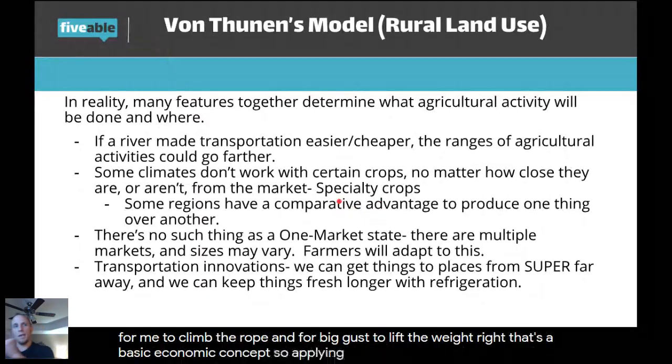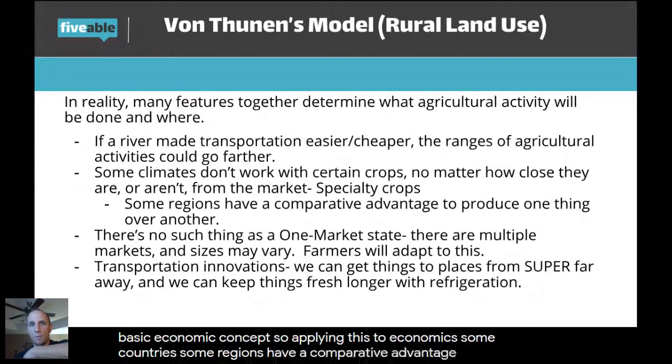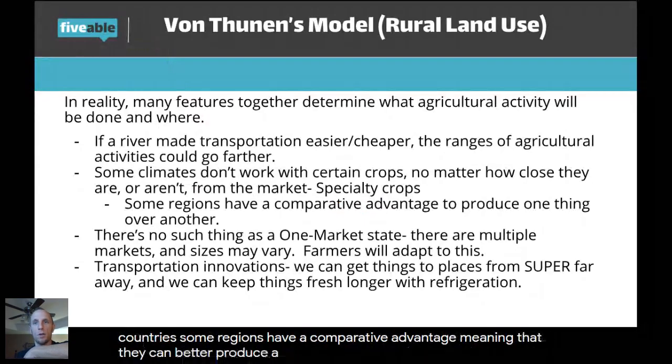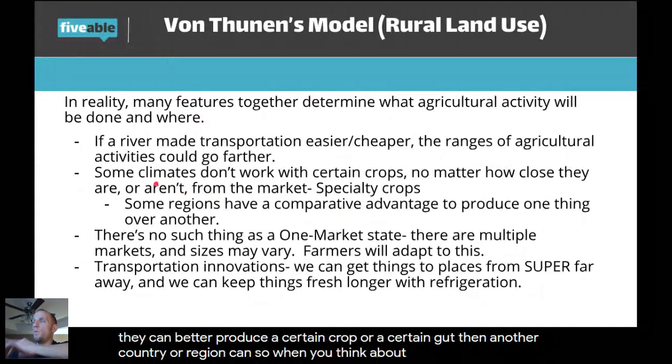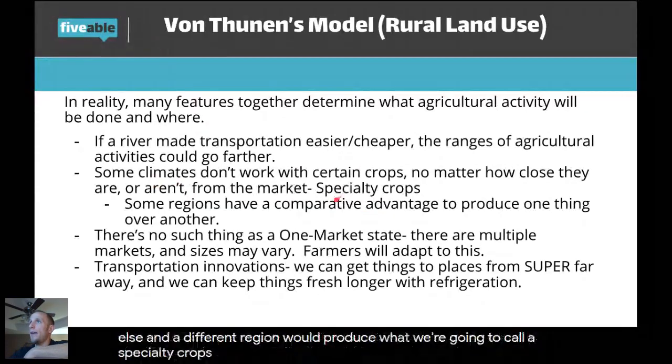So applying this to economics, some countries, some regions have a comparative advantage, meaning that they can better produce a certain crop or a certain good than another country or region can. So when you think about some climates don't work with certain crops, you would see that region produce something else, and a different region would produce what we're going to call specialty crops. We'll look more at that.